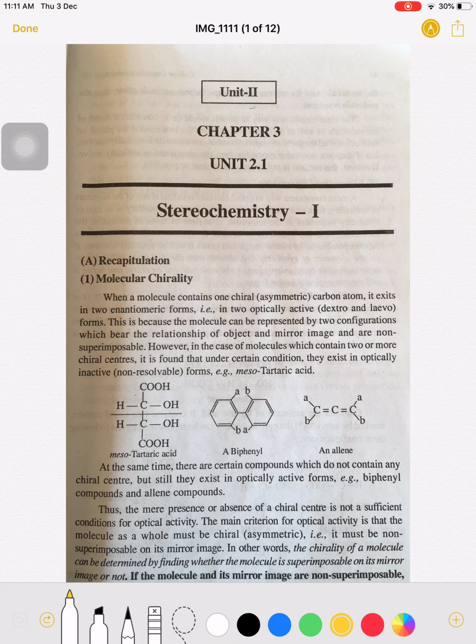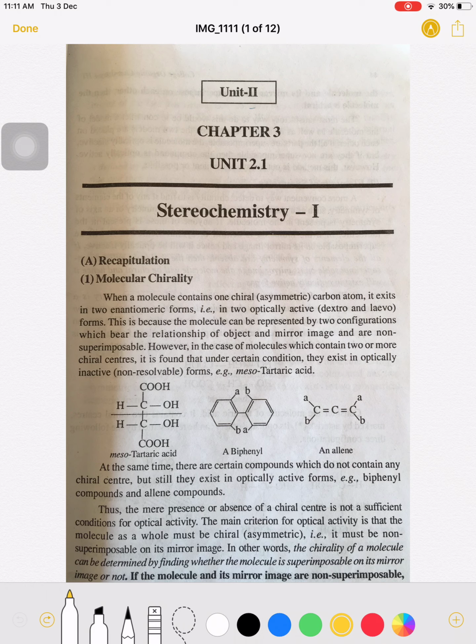The next point is chirality of compounds without a stereogenic center. This is new for you. In that we are going to see cumulenes and biphenyls, and why these molecules are optically active though they do not have any stereogenic center. Only these two compounds are included in your syllabus. So let's begin with what is meant by molecular chirality.